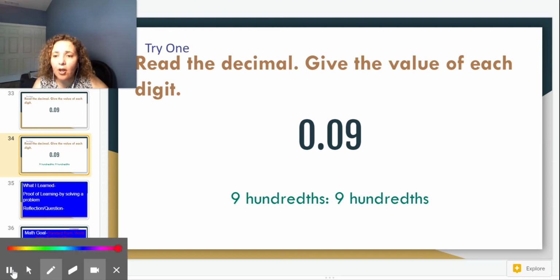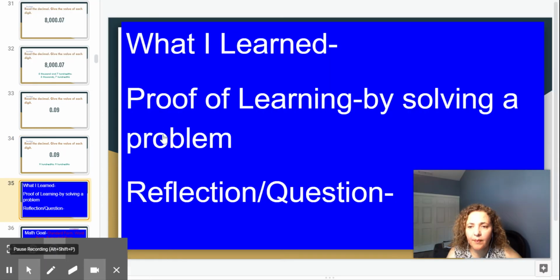And that's it for our lesson. So go ahead and write down what you learned today. Do a proof of learning by solving a problem similar to the one we did, and then write a reflection or a question you may still have.